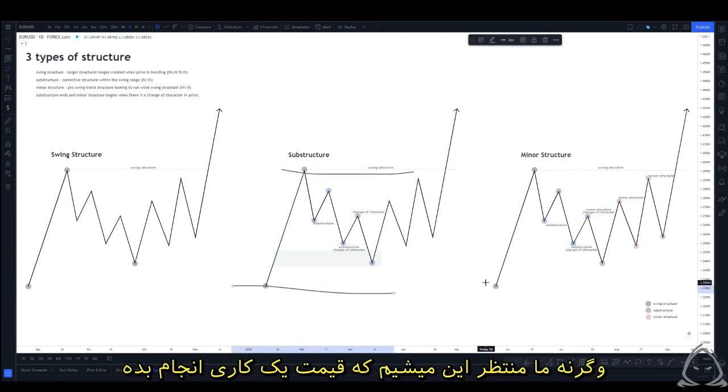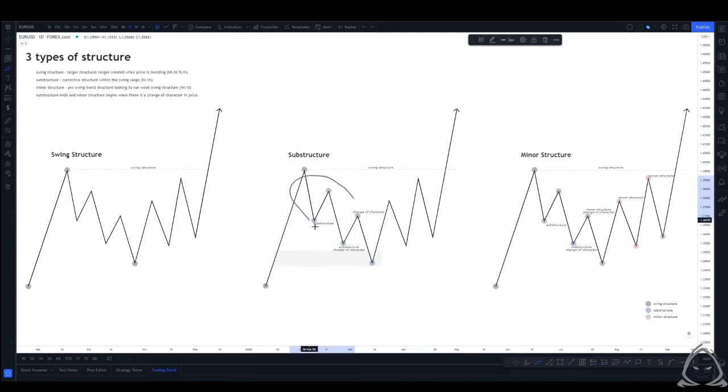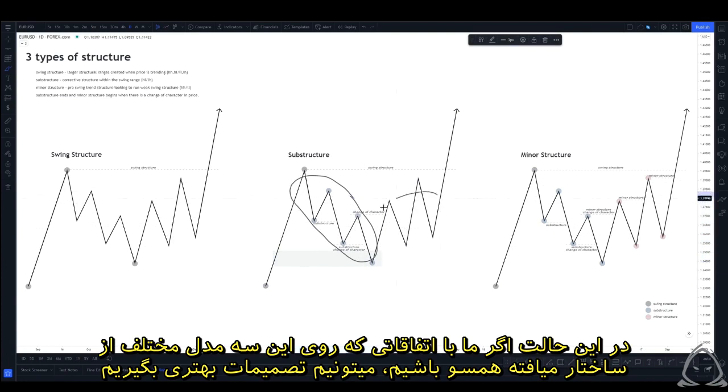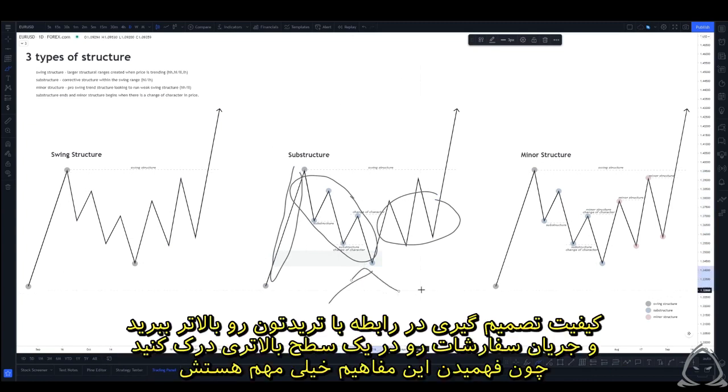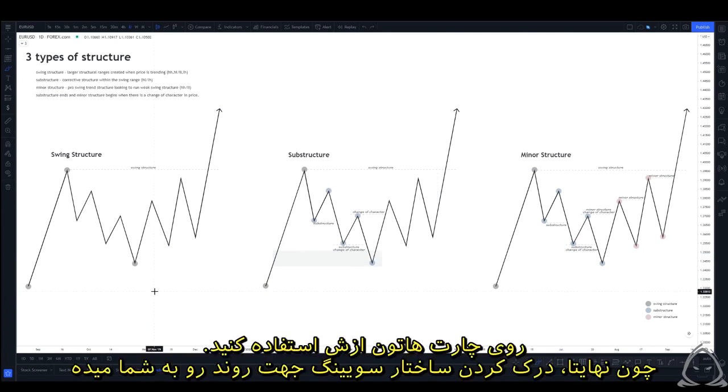Because if not, what we're likely to be doing is just waiting for price to do something, and we're going to be guessing at which demand zones to pick, or guessing where price is on a chart to make an informed trading decision. This way, if we're more in line with what's happening on these three different types of structure, we can make better decisions and then build better quality trade decisions and just understand order flow at a higher level, because it's so important to understand these concepts, apply them to the charts.